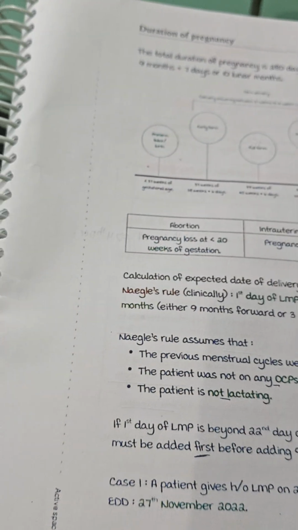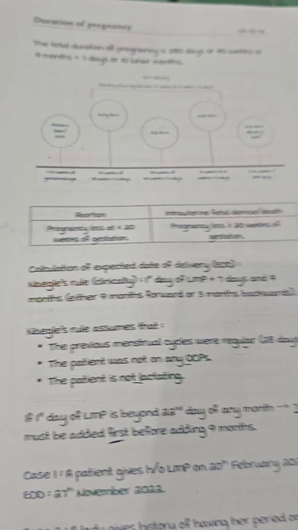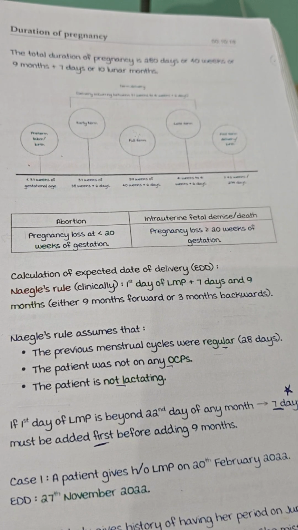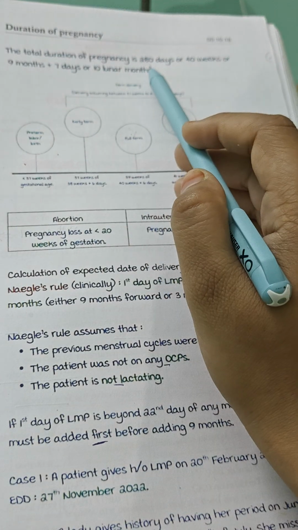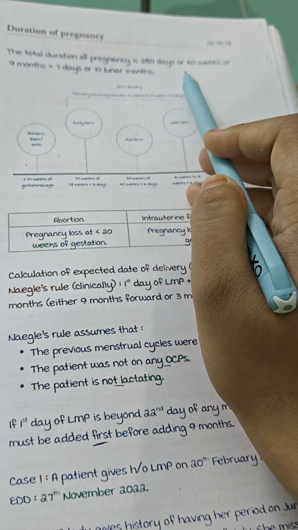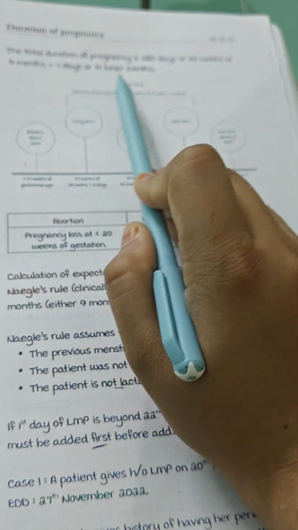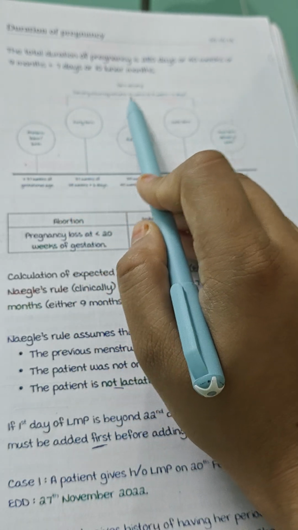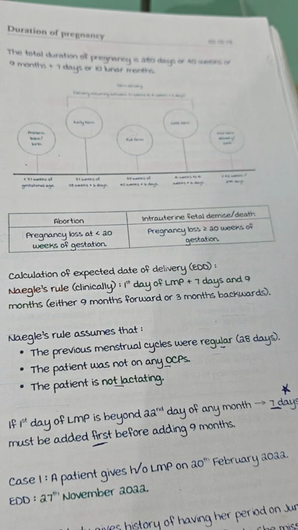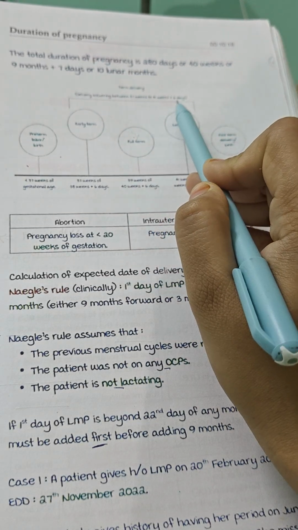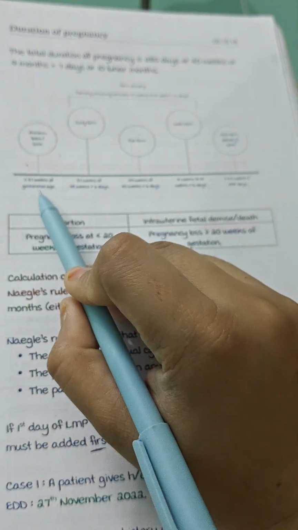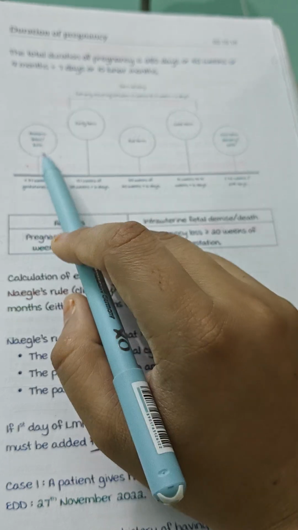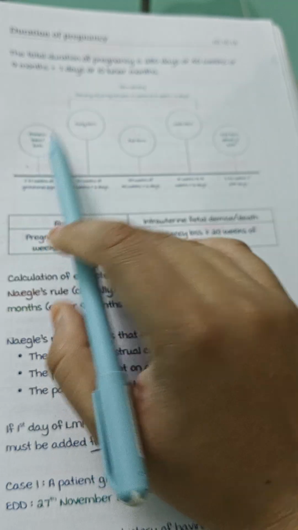Now, for the duration of pregnancy, the total duration of pregnancy we all know is 280 days, or 40 weeks, or 9 months 7 days, or 10 lunar months. Term delivery: 37 weeks is term pregnancy, 37 weeks till 41 weeks 6 days, and less than 37 weeks is preterm labor. If delivery is occurring before 37 weeks, it is preterm labor.